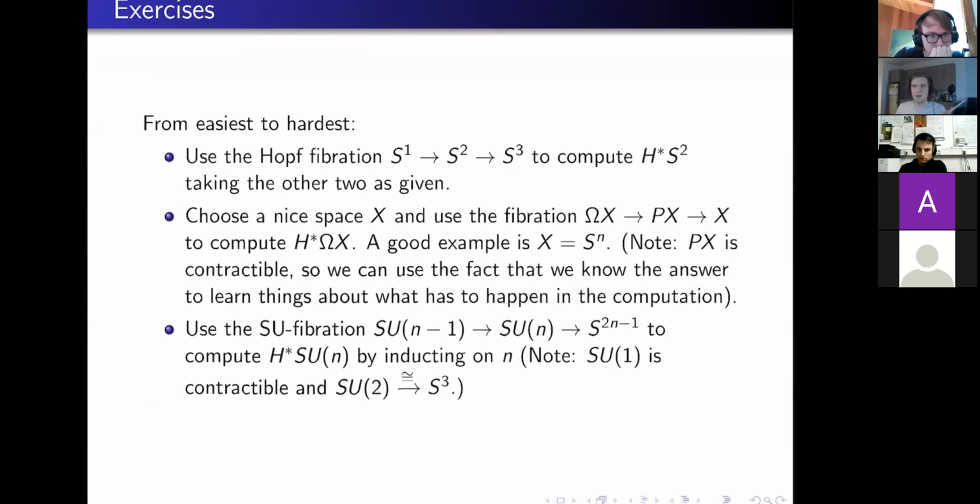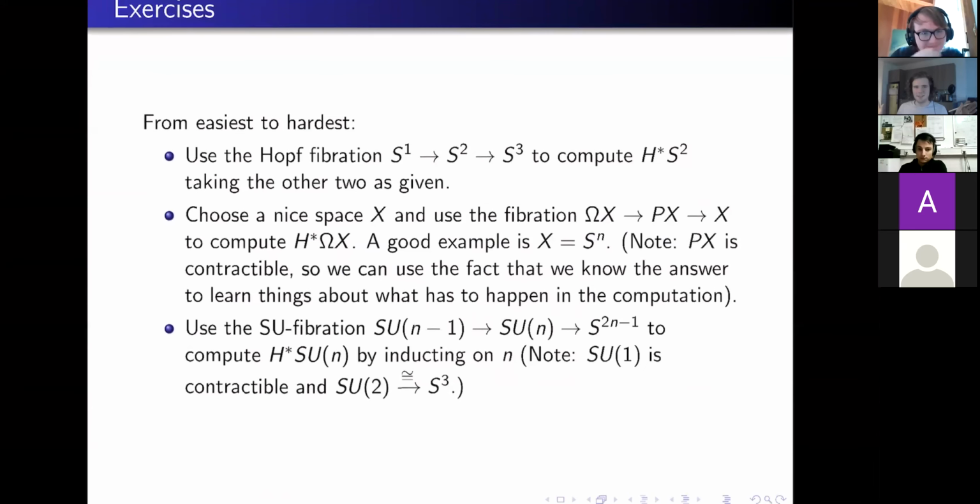And now I'll give you the exercises and maybe some things to think about. The first is that this is a very good example. I want you to try computing it, taking this and this as given. So you know the homology of these two. Obviously, you know the homology of the middle one already. But knowing the answer is not always a bad thing because it allows you to be sure when you're done or figure out what you're doing wrong.